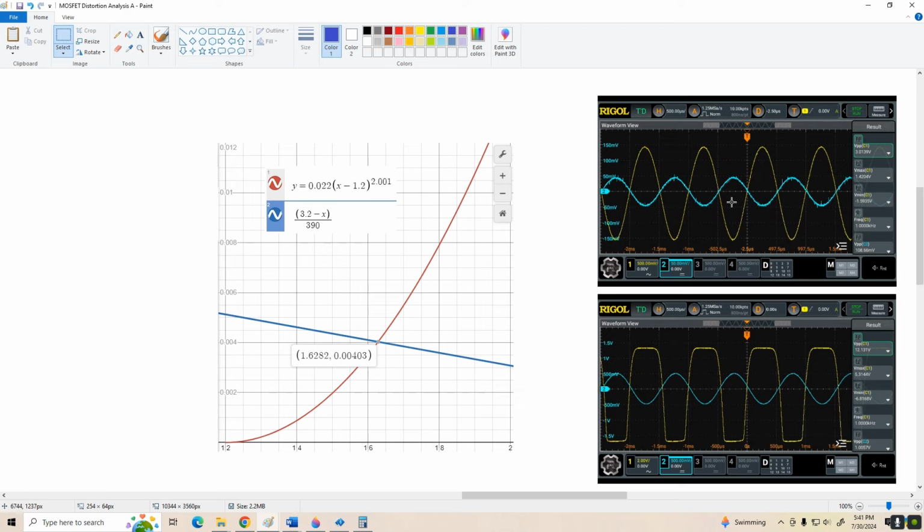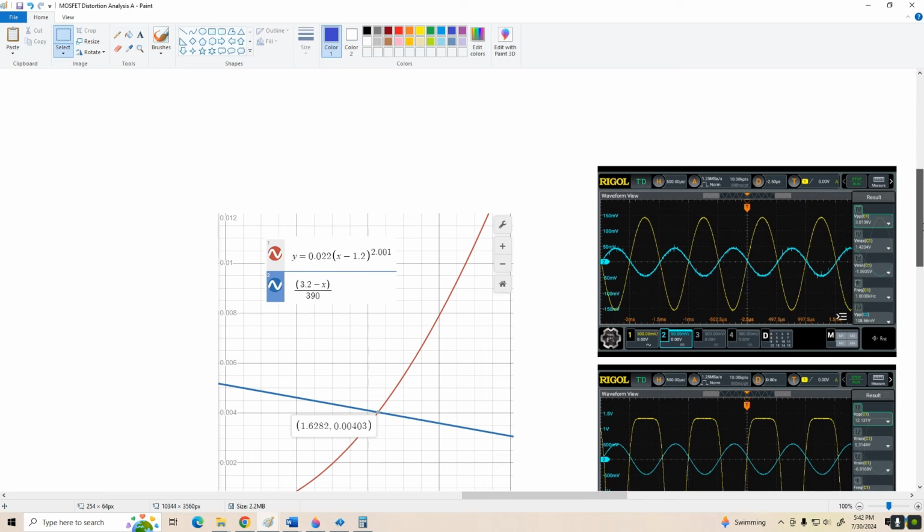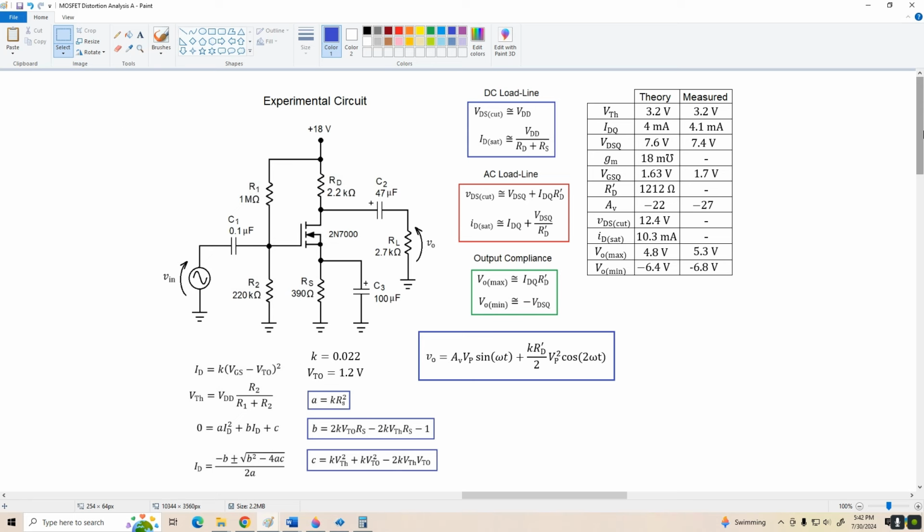I just hope next time around I remember to do that. All right, now let's go back up to our original circuit here. And what I did next was apply an input signal, Vin equals 0.2 sine omega t volts. That is 0.2 volts peak or 400 millivolts peak to peak sine wave. And I set the frequency to 1 kilohertz, which is our standard test frequency.